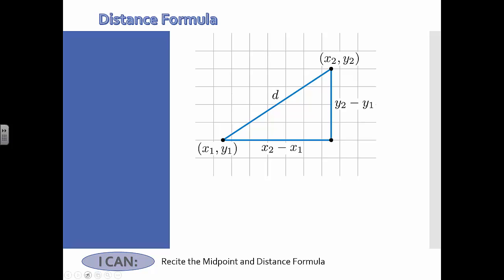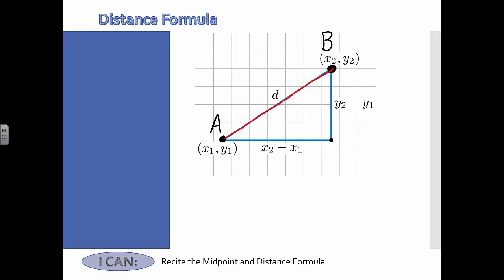All right, now let's move on to the distance formula, which is based on the Pythagorean theorem in right triangles. So again, we have our 2 points. We've got our point here. I'm going to call this point A. We've got our point here. I'm going to call this point B. And this is our line segment AB.